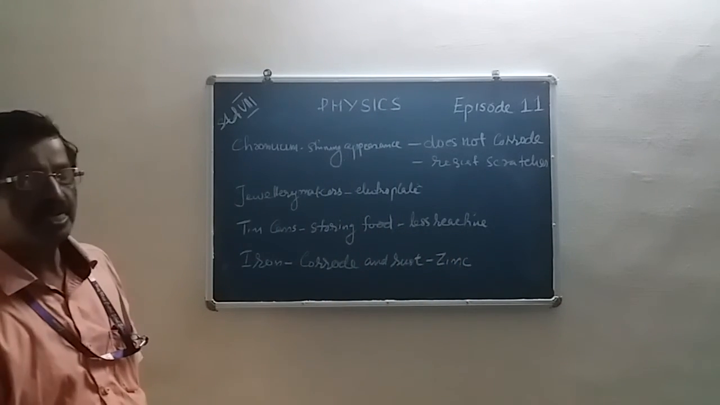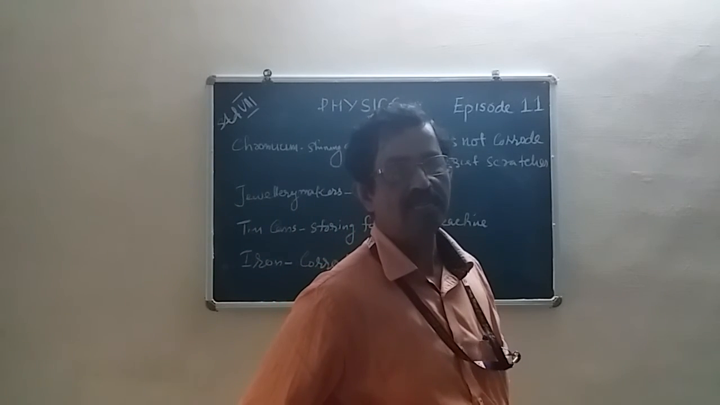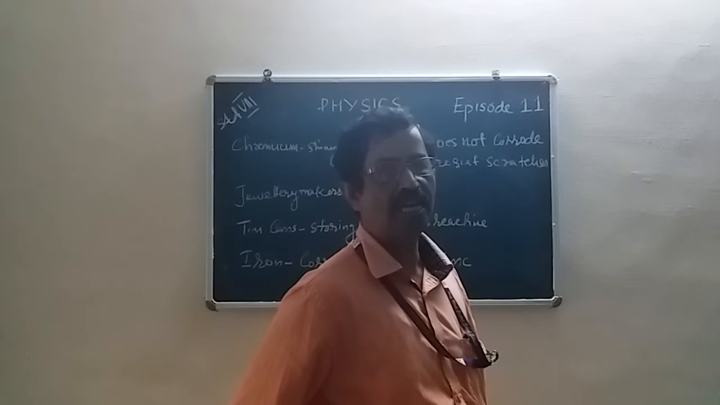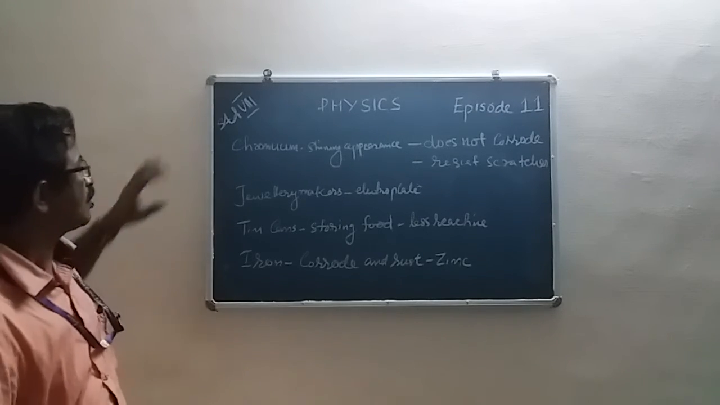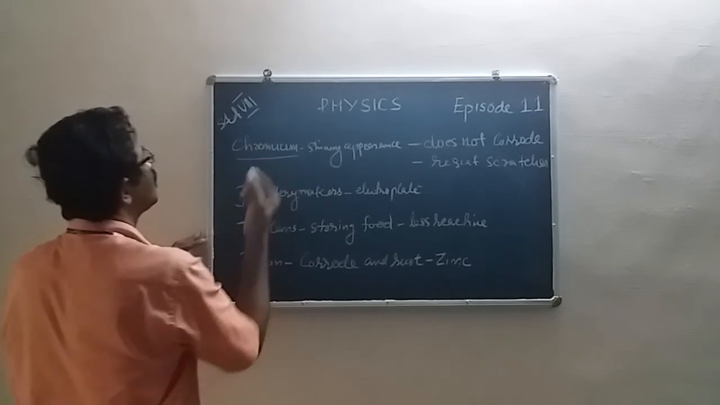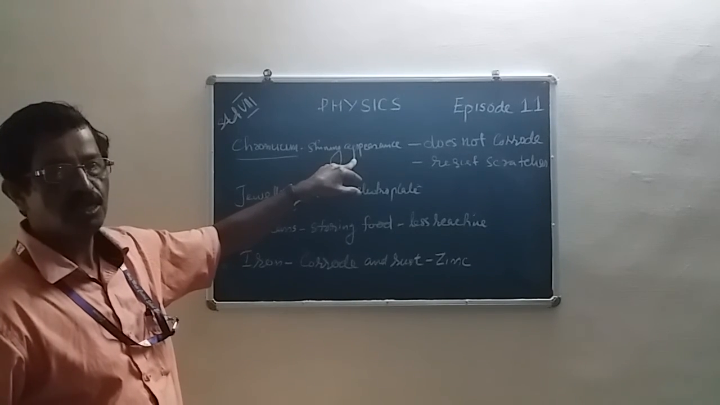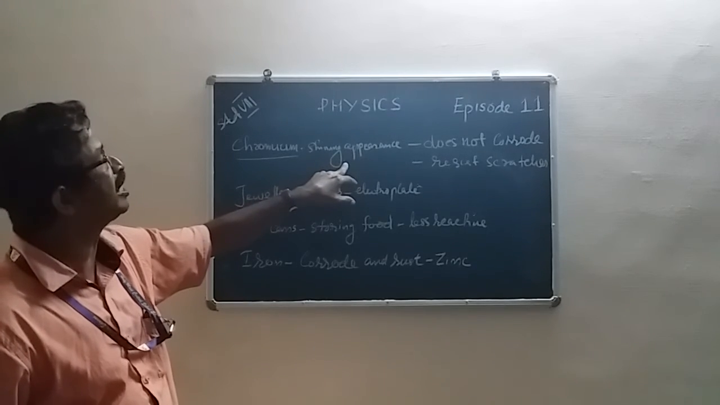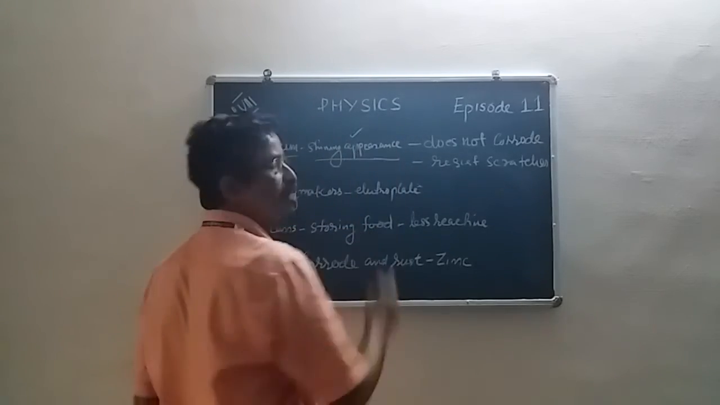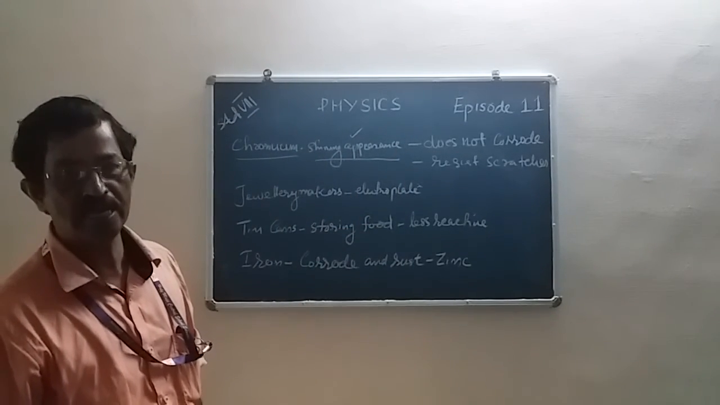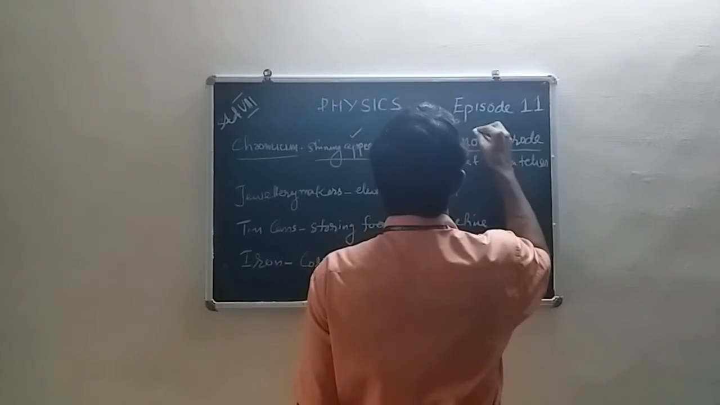Now some of the most important uses of electroplating, which is widely used in industry and in our day-to-day activities. First, chromium. Chromium has a shining appearance, and its speciality is that it does not corrode.